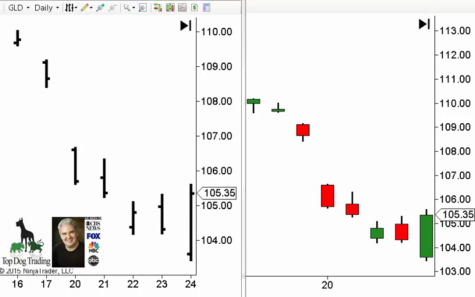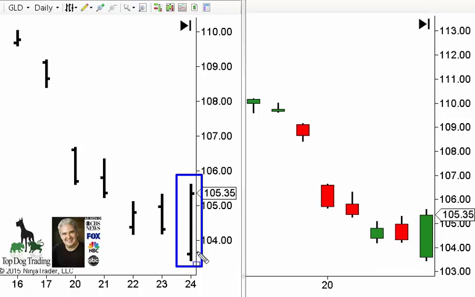Okay, so now we see the open, high, low, close bars, sometimes called Western bars, here on the left. And you see the candlesticks on the right. So this bar here is the same as this bar. So which of those is easier for you to read?